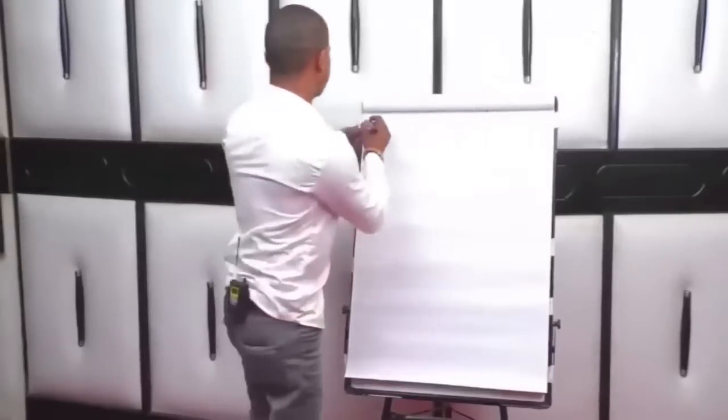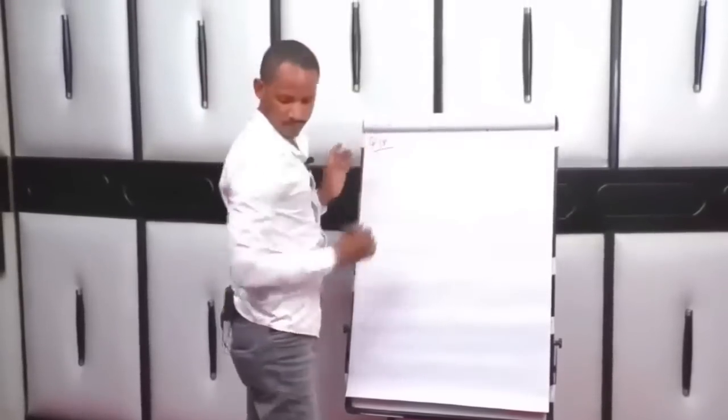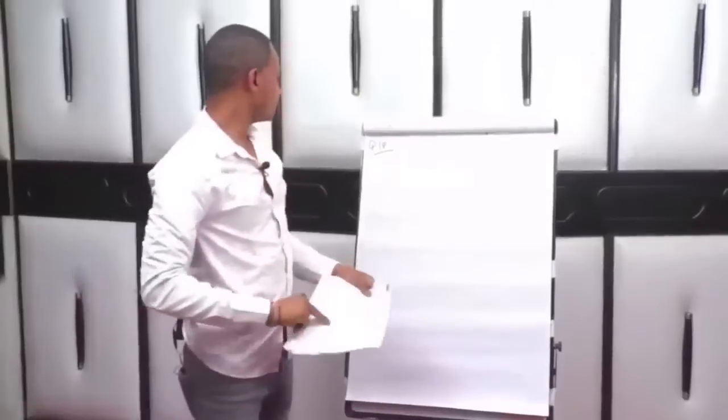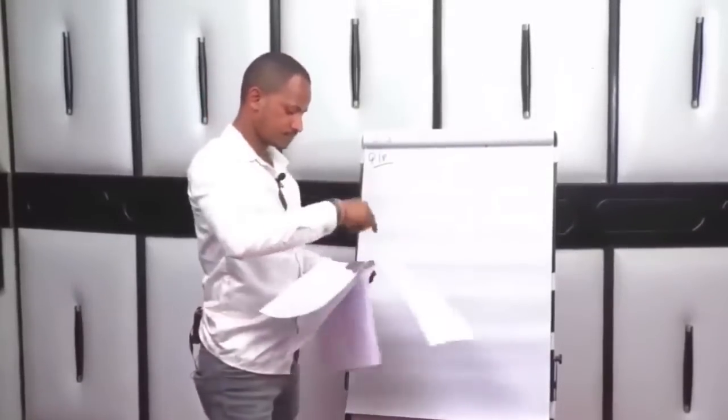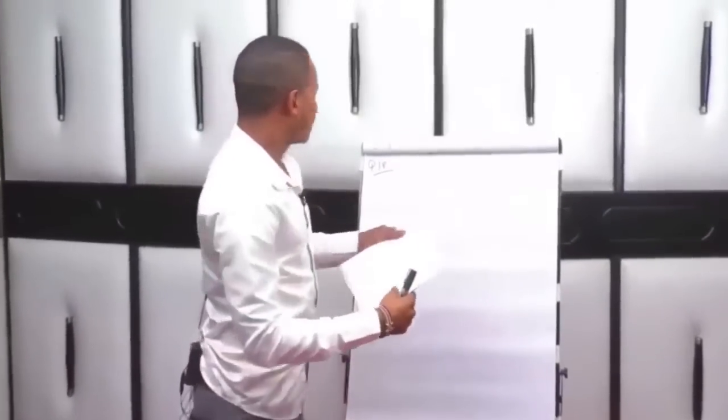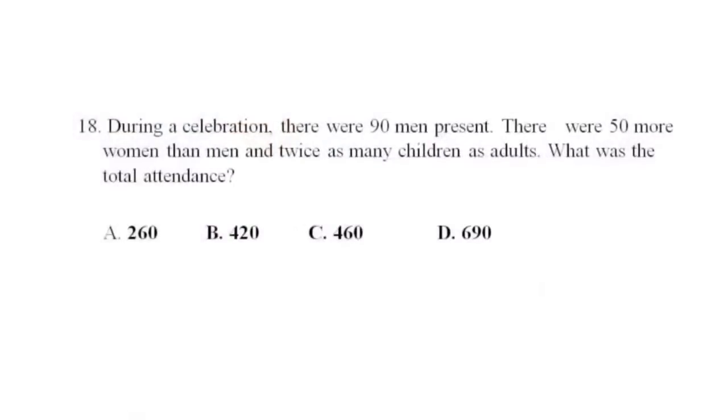Question 18. During a celebration, there were 90 men present. There were 50 more women than men, and twice as many children as adults. What was the total attendance? So this is simple. Just write men, write women, then write children.